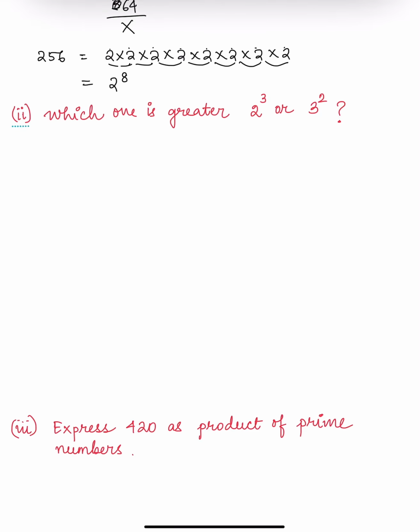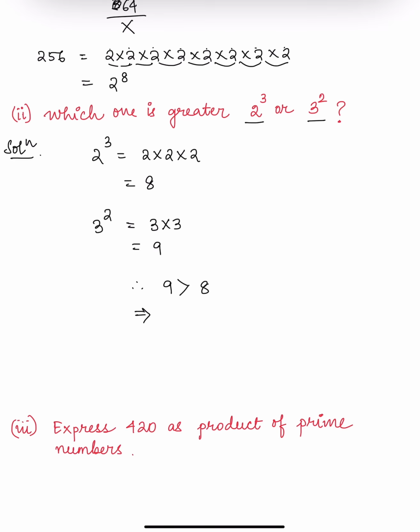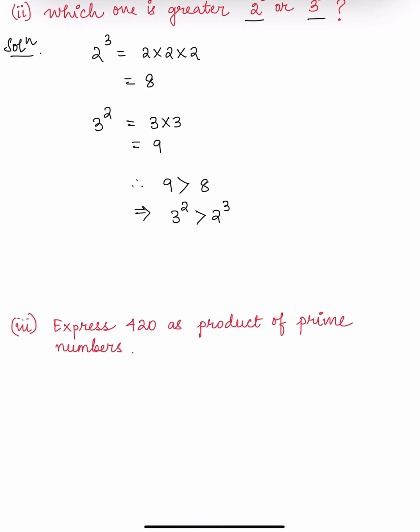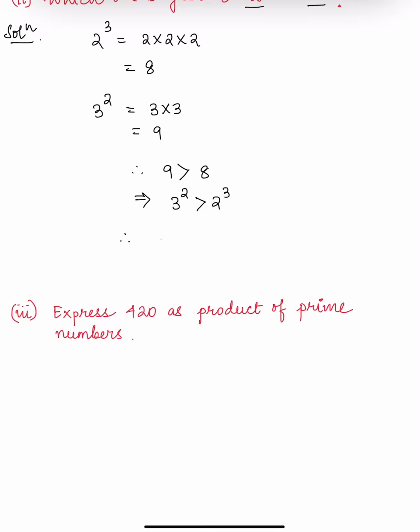Now the next question, which one is greater, 2 cube or 3 squared? So let's solve this. 2 cubed essentially means 2 into 2 into 2, and that is 8. And 3 squared, that is 3 into 3, that is 9. Therefore 9 is greater than 8. Therefore 3 squared is greater than 2 to the power 3, that is 2 cubed. Therefore 3 squared is greater.